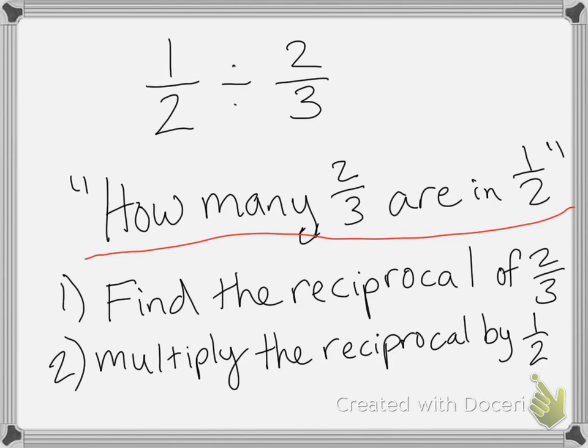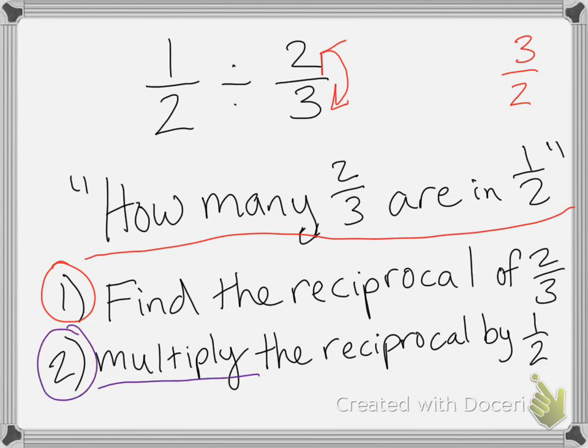The first step is to figure out how many 2/3 are in 1, or in other words, finding the reciprocal of 2/3. Well, we happen to know that to find the reciprocal, we take 2/3 and we switch the numerator and denominator. So the reciprocal of 2/3 is going to be 3/2. The second step is that we multiply the reciprocal by 1/2, because that will tell me how many there are in half.